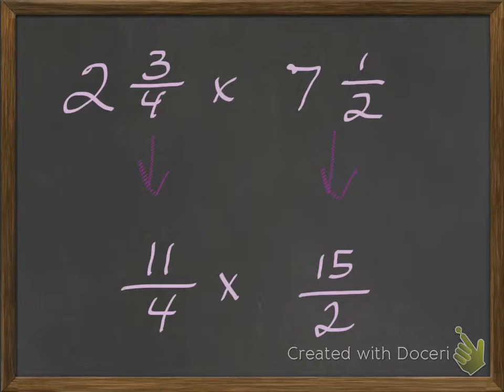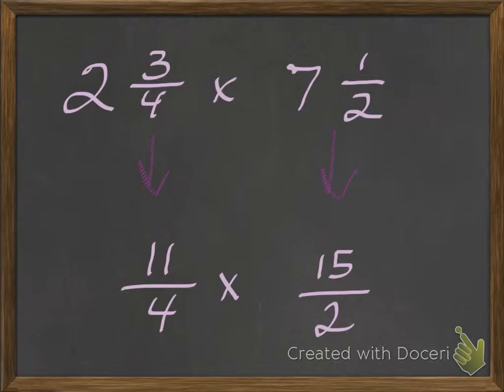Well, first I need to change these mixed numbers into improper fractions before I can multiply. Do not try to multiply them until you have changed them into improper fractions. Otherwise, you're going to get an incorrect answer.